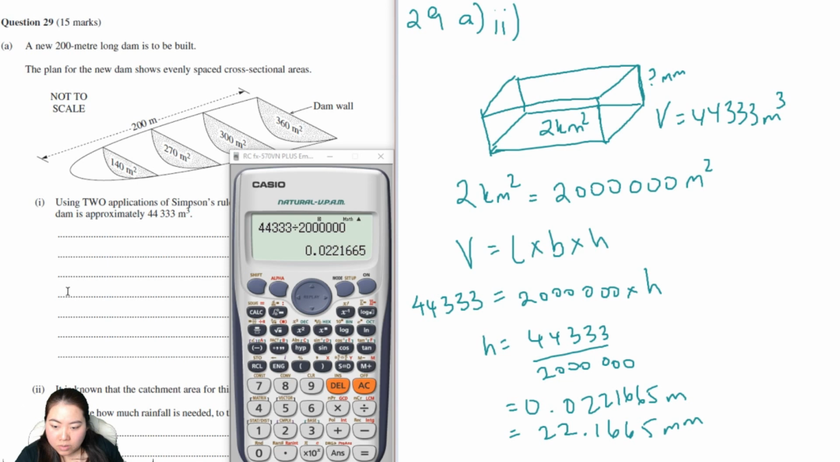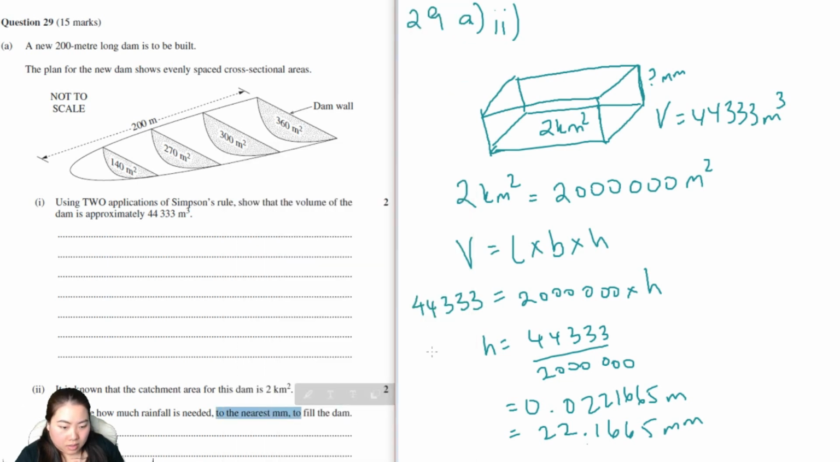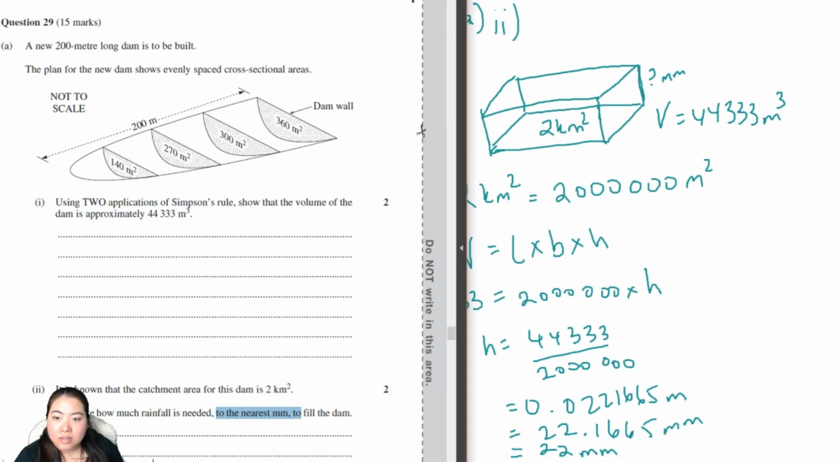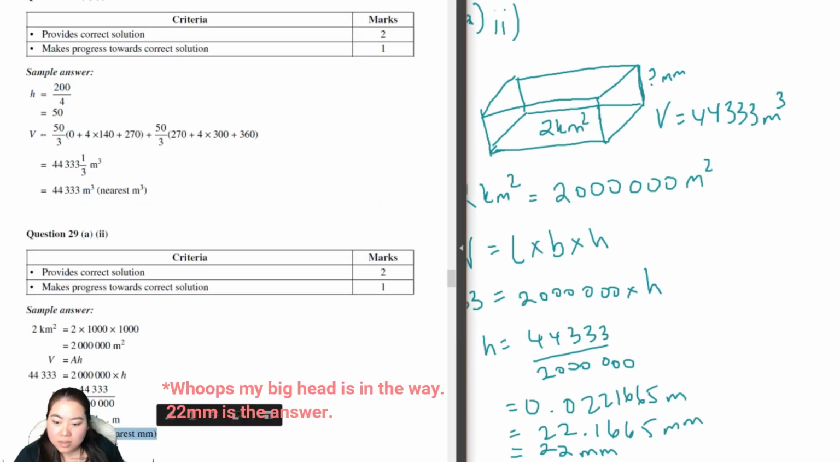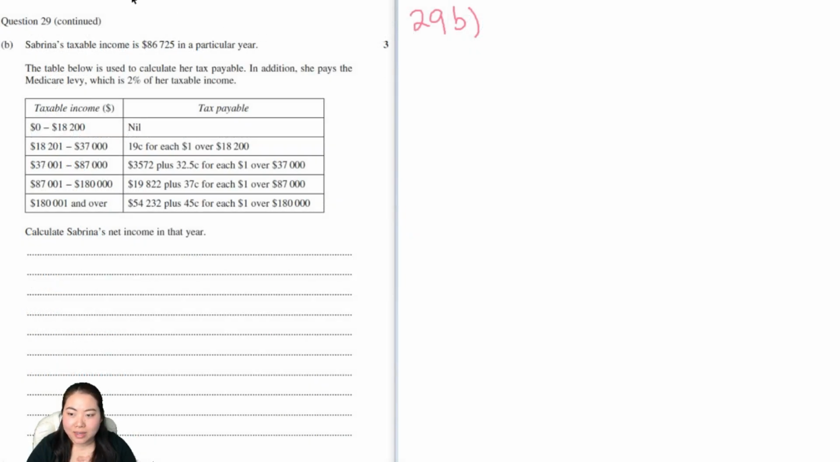Let's see if the question asks to the nearest millimeter. Then we spend another line to say, therefore, it will take 22 millimeters of rainwater to fill up the dam. Let's see what the answer says. There you go. Wonderful.